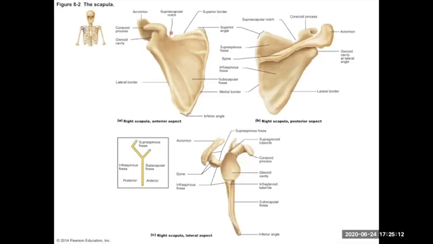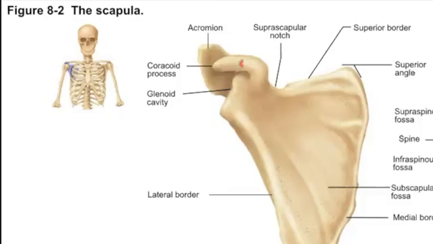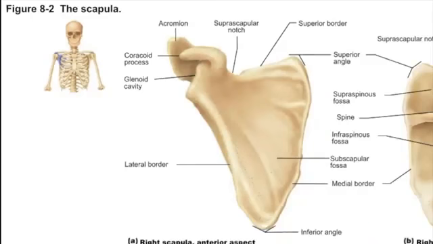The scapula is a kind of complex shape right here. Looking at it from the front, you have this smooth surface right here, which would be your subscapular fossa. And you can see on the front of it also your coracoid process. In some languages, coracoid means crow's beak, and so it kind of looks like a crow's beak. So that's your coracoid process, your subscapular fossa.